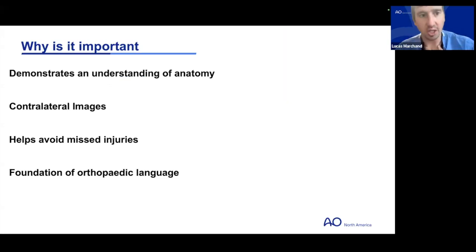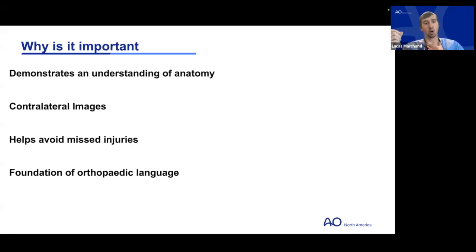Why is this important? Well, understanding how to read radiographs demonstrates an understanding of the anatomy. Reading radiographs and understanding what you see really calls back upon your basic anatomy knowledge base. Additionally, oftentimes in the operating room, we can use contralateral images of an extremity to get a template for how to fix a broken bone. But that means you've got to get perfect images of the other extremity if you're going to use those as a template to aid you in reconstruction of an injured side.